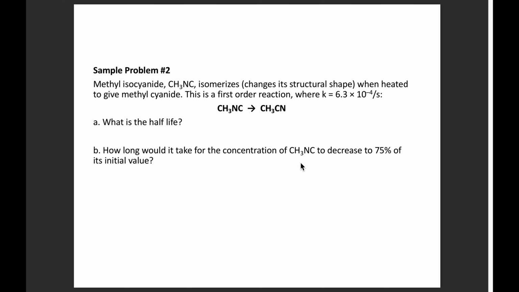Methyl isocyanide, CH3NC, is the chemical formula for that. It isomerizes, which just means it changes its structural shape, when heated to give methyl cyanide. So this is what it looks like. Notice the chemical formula has the same amount of atoms in the same ratios, but the NC versus the CN is just a change in the shape of the structure of the molecule. In any case, this is a first order reaction. So right there, we know we can use our first order reaction equation. They're giving us our k value, which is nice, and they're asking for the half-life.